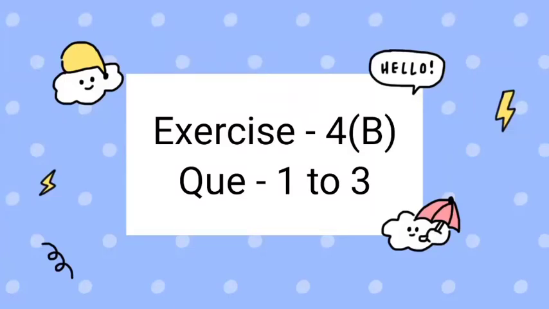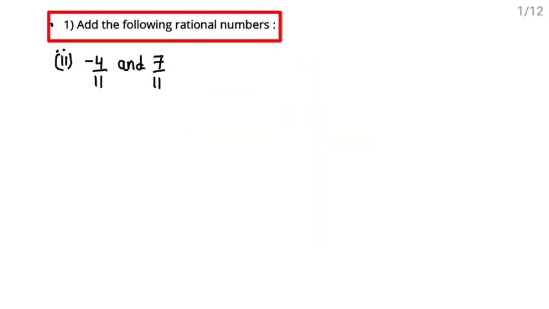Students, in the previous class we had completed exercise 4a. Now in today's class, let's start with exercise 4b. In this exercise, you will learn how you can add or subtract rational numbers. So let's start with question number 1.